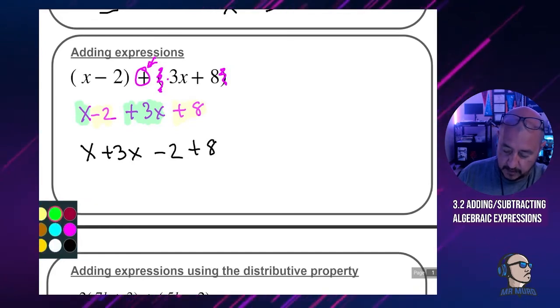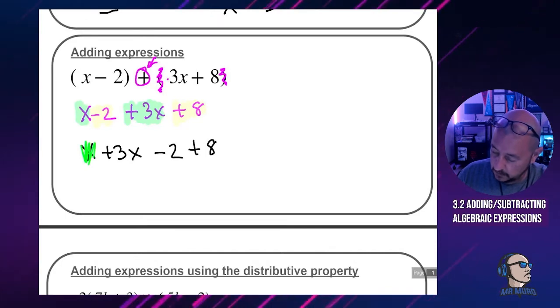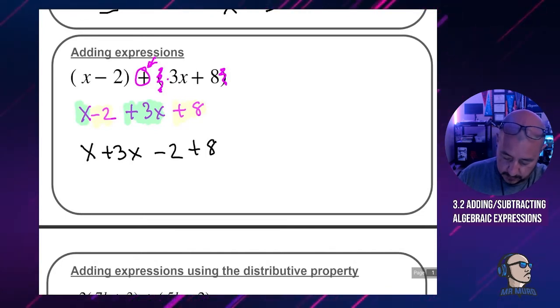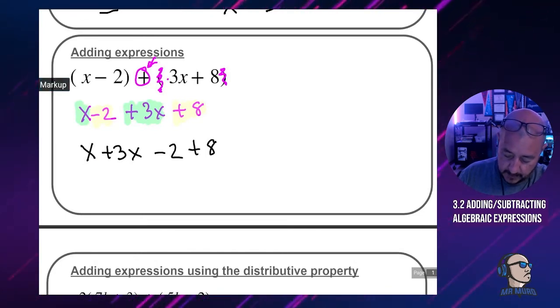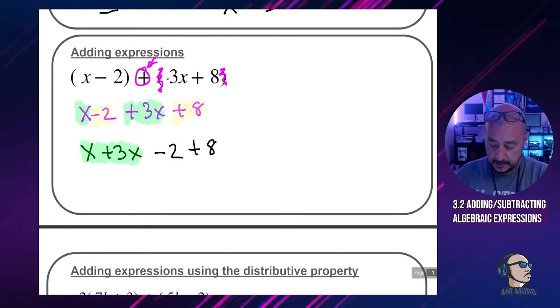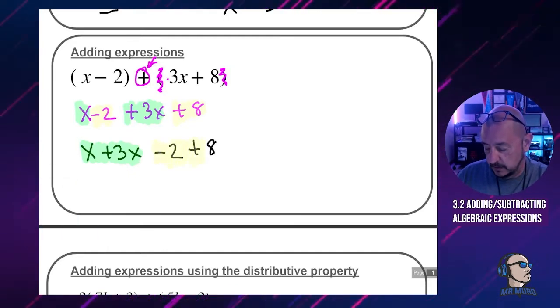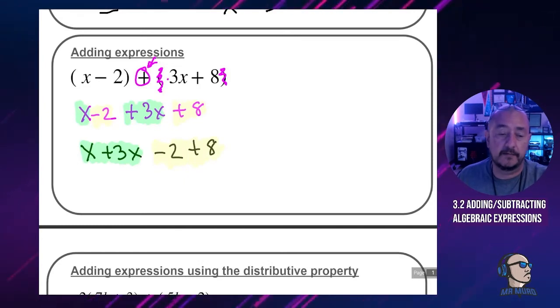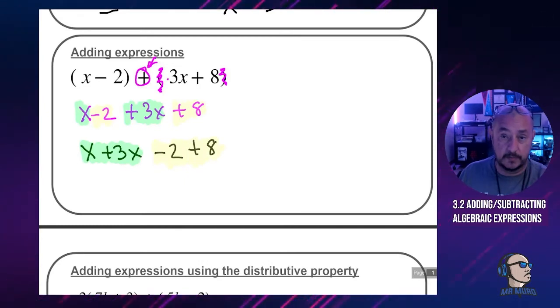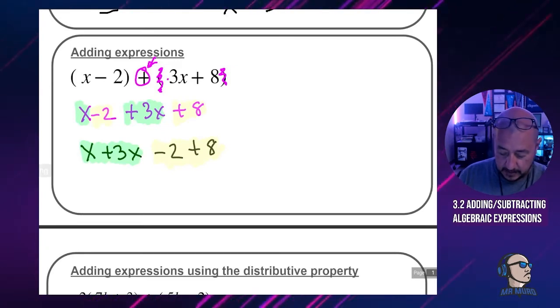Oops, sorry, I should not use that marker. Let me undo that, because I forgot to use my highlighter. Epic fail. So I got that part, x plus 3x. This is why I was saying in my classes it's probably a good idea to have a highlighter, so it makes your life so much easier. And now that I've reorganized it, I can just combine my like terms, okay?